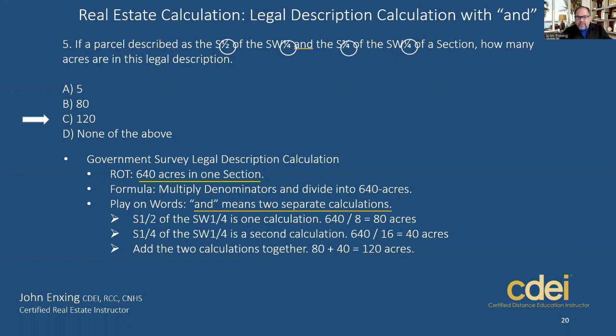Okay. Answer C. Now listen to me carefully. You got to pay attention, because if that word "and" is not there, it becomes 2 times 4 is 8, 8 times 16. Okay. And then you divide that into 640. All right. So you got to be careful with the word "and." If the word "and" is not there, again, you're going to multiply them all together and divide it into 640. That's your acreage. If you see the word "and" in the legal description, calculate the left side separately, the right side of the "and" separately, and then add them together like we did here.